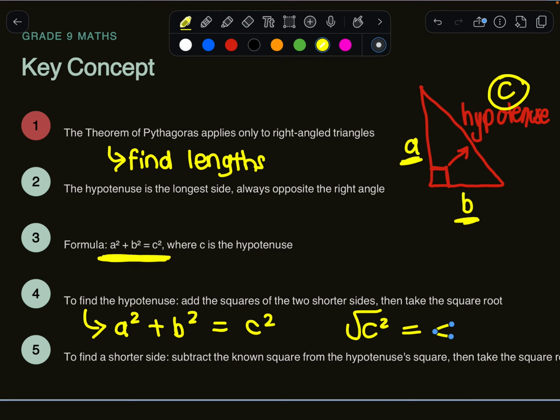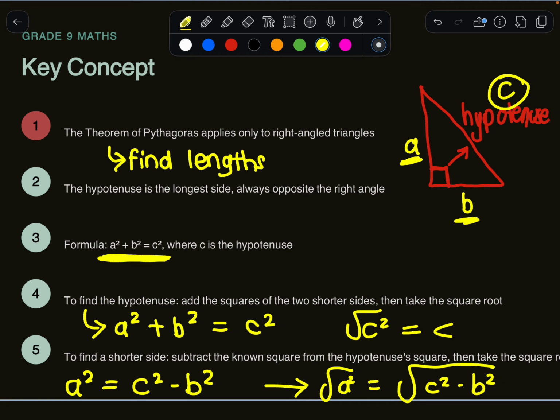To find a different side, to find A for instance, you would rewrite this formula. So you would say A squared is equal to C squared minus B squared. You'd work it all out, take the square root so that you could get just A. So you would find the square root of A squared is equal to the square root of C squared minus B squared. Okay, these formulas I find always seem quite intimidating when you're working with the formula and not with numbers. So let's look at some examples.